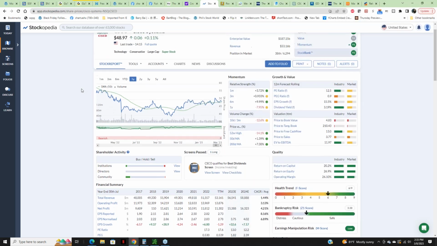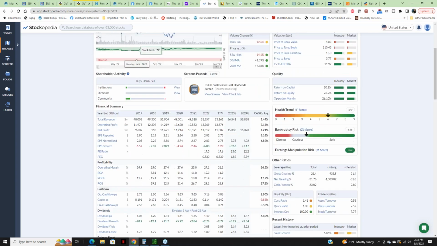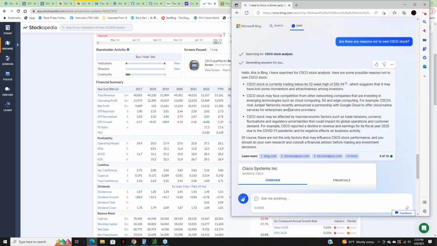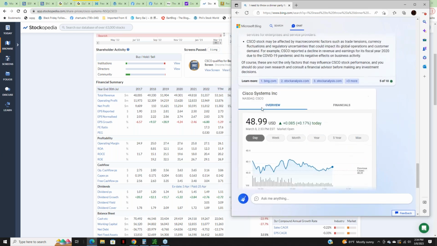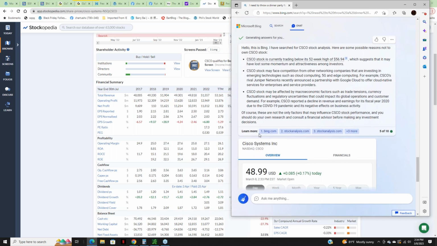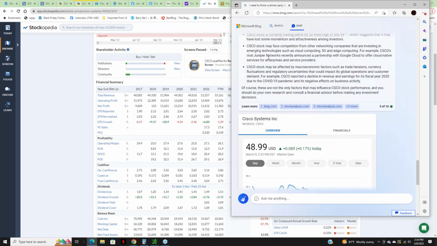Now, is it 56.94? It's not at all 56.94. That's annoying. Where are you getting that from? Yeah, right there. It says 48.99 right there. Oh, below its high. I'm sorry, I didn't read it right. It's trading below its high of 56.94. It may have lost some momentum and attractiveness.